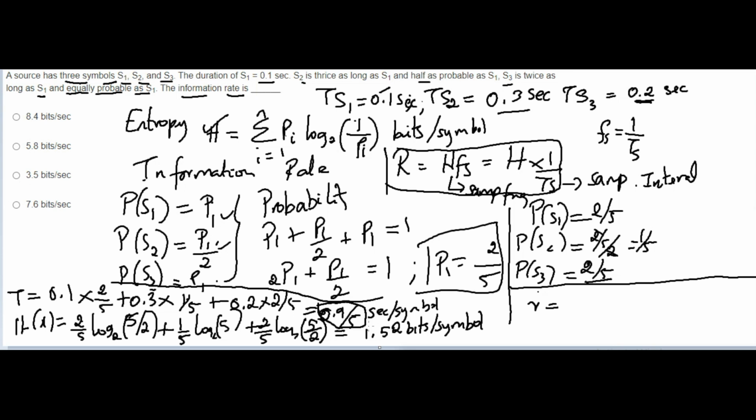So what is the H value? H is 1.52. So 1.52 into 1 by TS. TS is 0.9 by 5, so 1 by TS is 5 divided by 0.9. If you do the substitution, you will get the answer as 8.4 bits per second, and this is the final answer. You have to tick mark option number A.